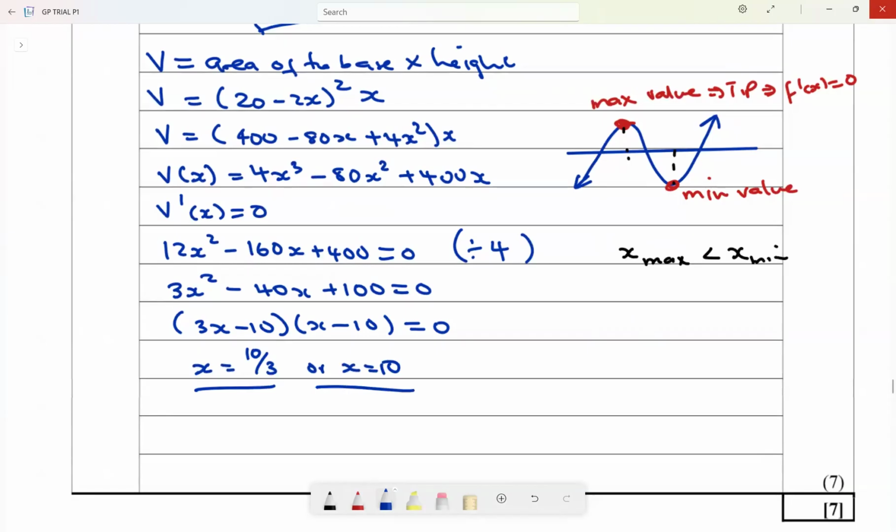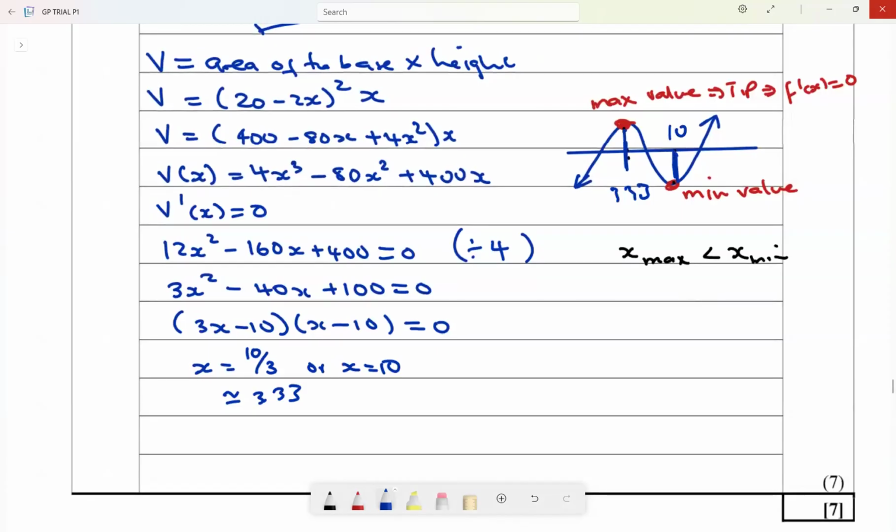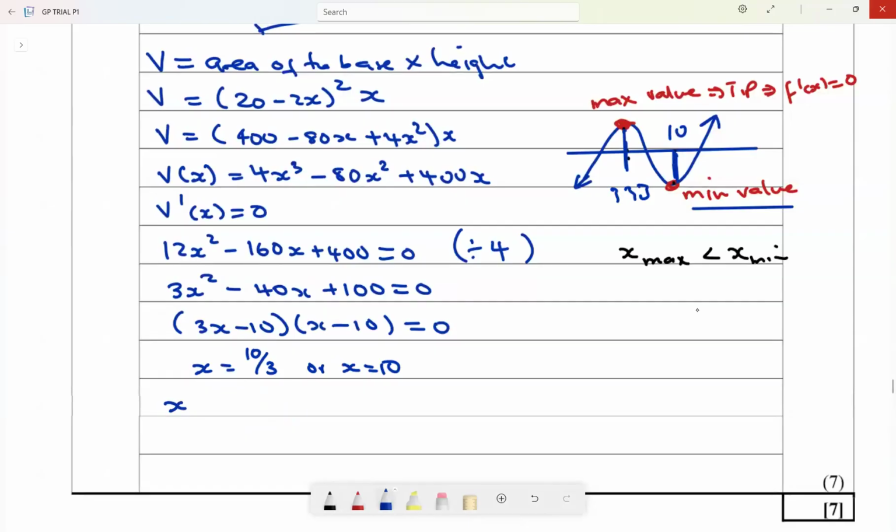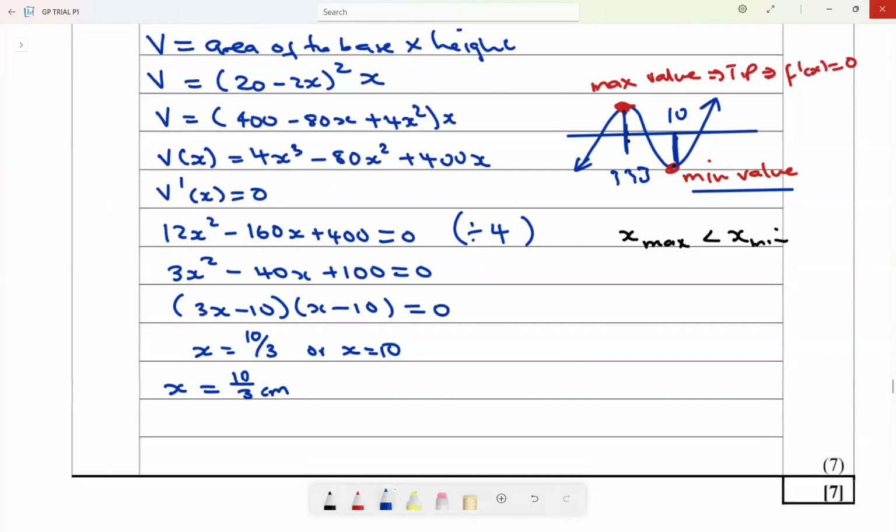Between these two, which one produces the maximum volume? The one that produces the maximum volume should be 3.3333, whereas this other one is 10. But when x is 10, it results in a minimum volume. But when x is equal to 3.333, it results in a maximum. So the dimension needs to be 10 divided by 3 centimeters. I need to select that.